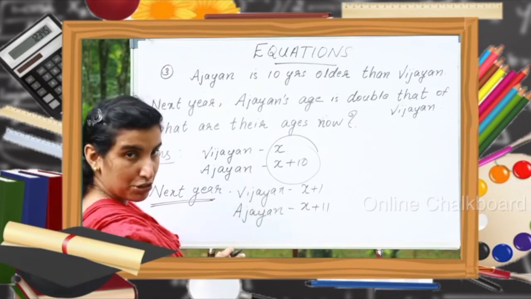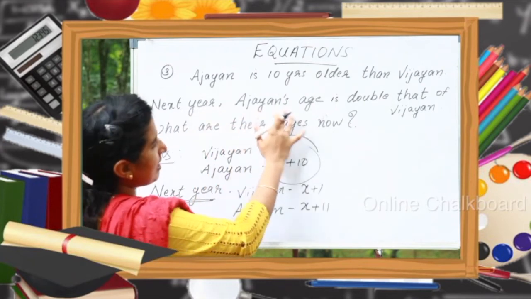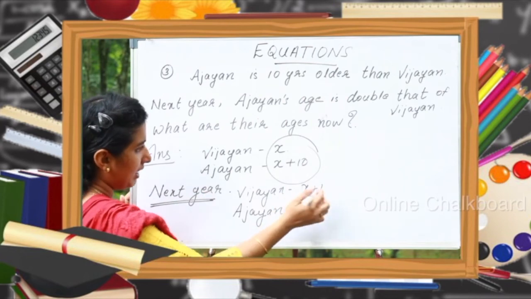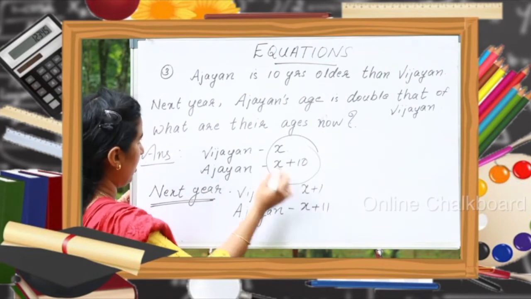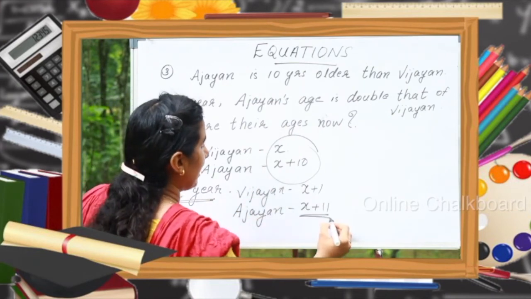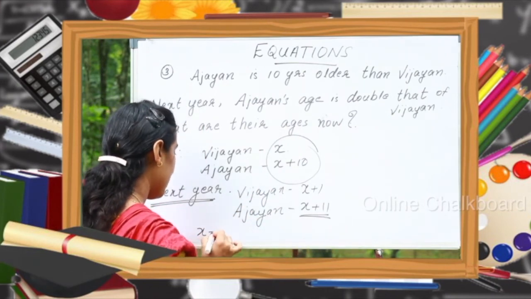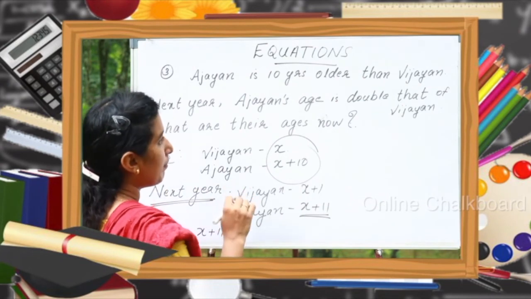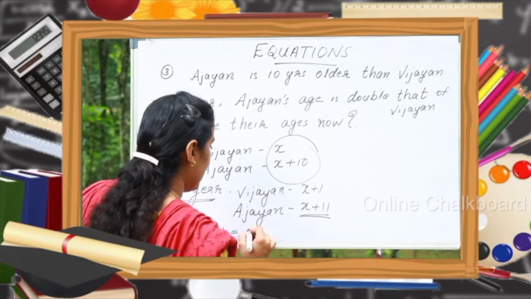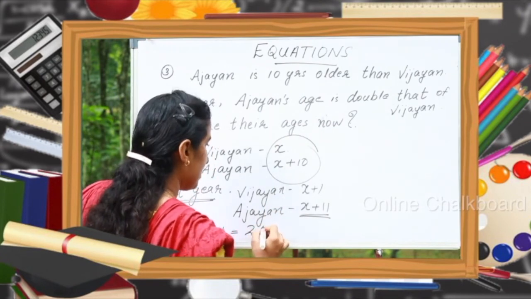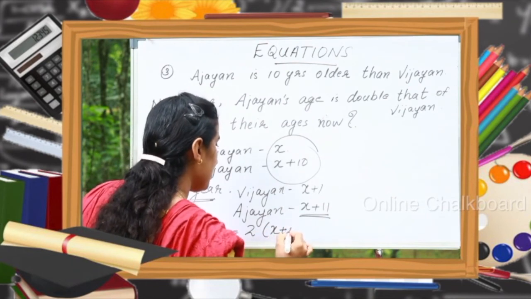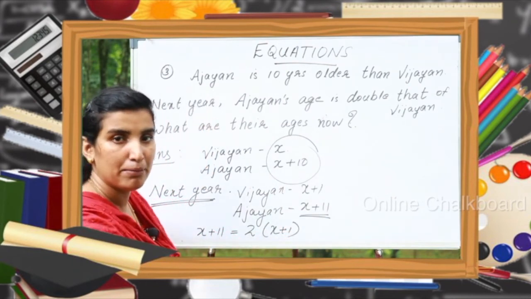Next year, Ajayan's age is double that of Vijayan. So Ajayan's age, x plus 11, is double Vijayan's age. Vijayan's age is x plus 1, and double that is 2 times x plus 1.